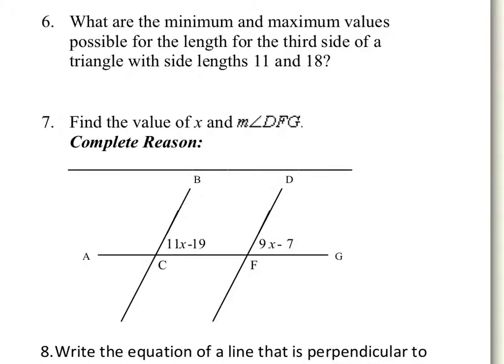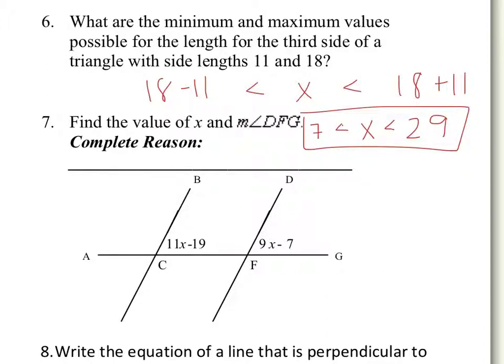We're going to go ahead and look at number 6. For number 6, we are looking for the minimum and maximum that the third length could be. Truly, you simply subtract to find out, or actually, my bad, I wanted to do it the other way here. You're going to add to find out the maximum and subtract to find out the minimum. So as long as it is less than 29 and greater than 7, then that side will work. Let's go ahead and look at 7 now.